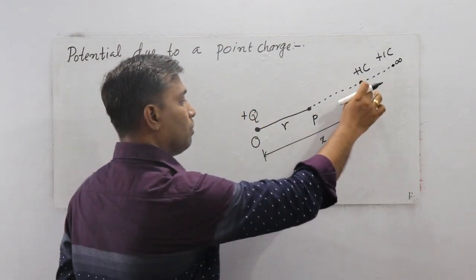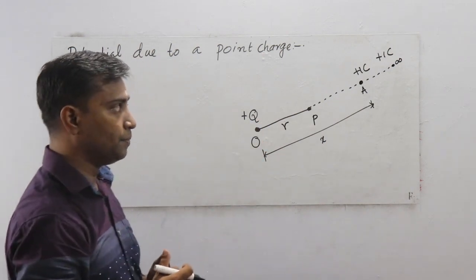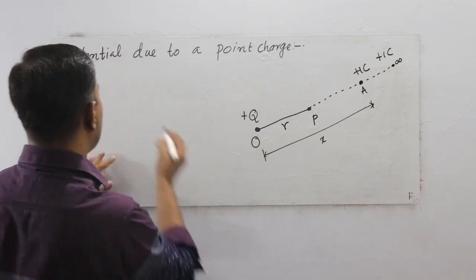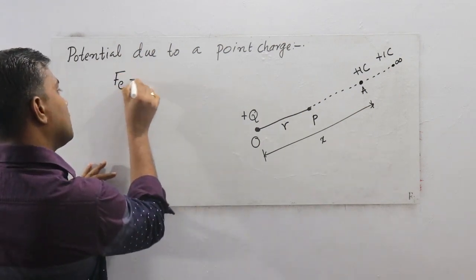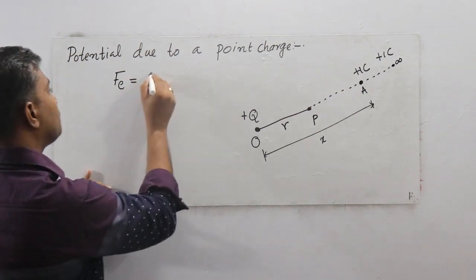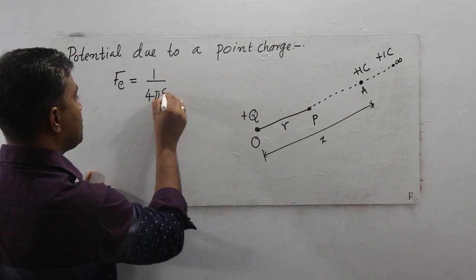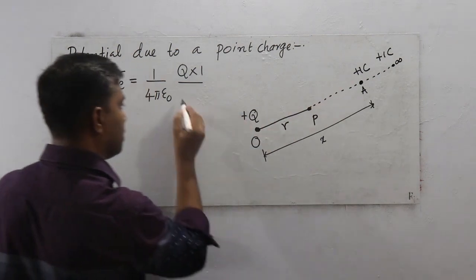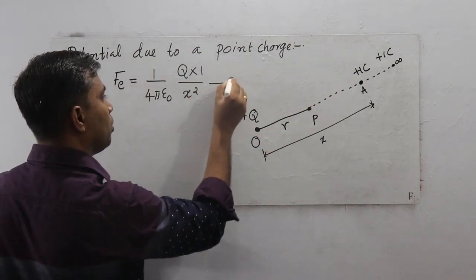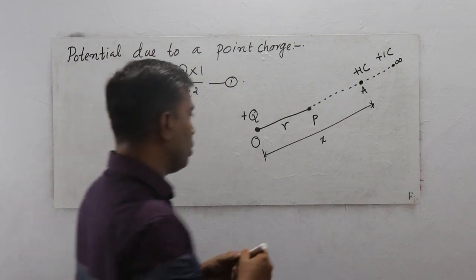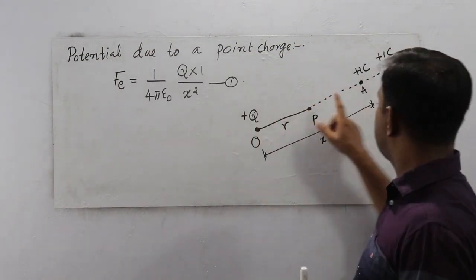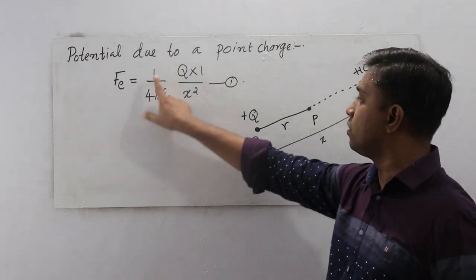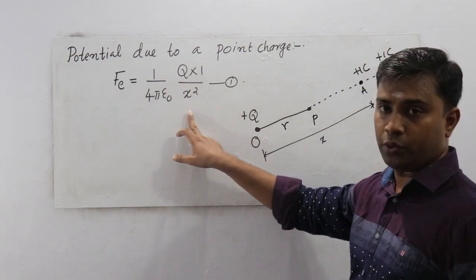Since this point A is in the electric field, the 1 coulomb charge will experience a force. That force is the electrostatic force, given by F is equal to 1 by 4 pi epsilon 0 Q into 1 by x square. That is equation number 1. Both the charges are positive, so there will be a repulsive force, given by F is equal to 1 by 4 pi epsilon 0 Q by x square.